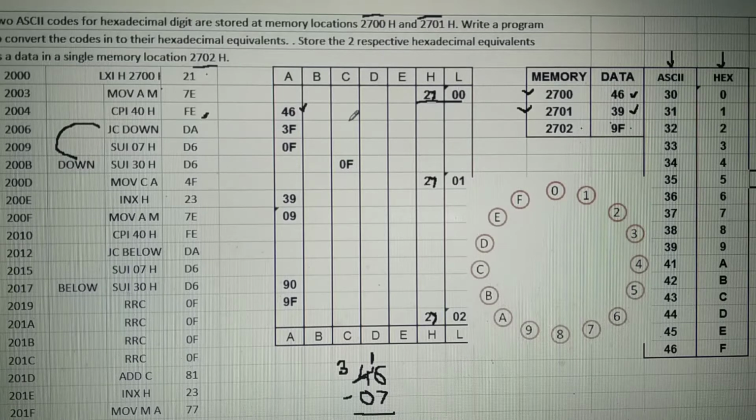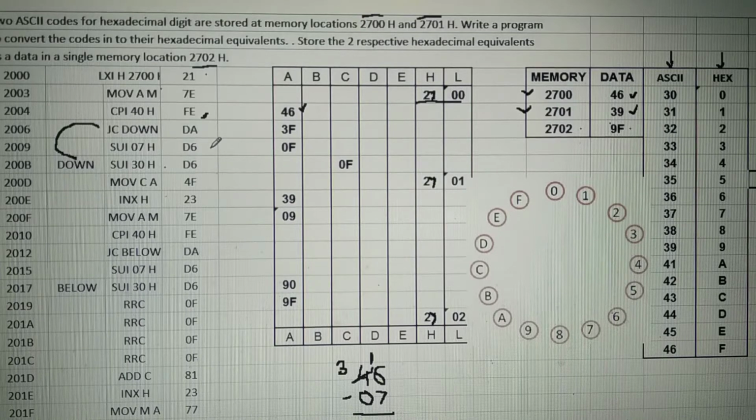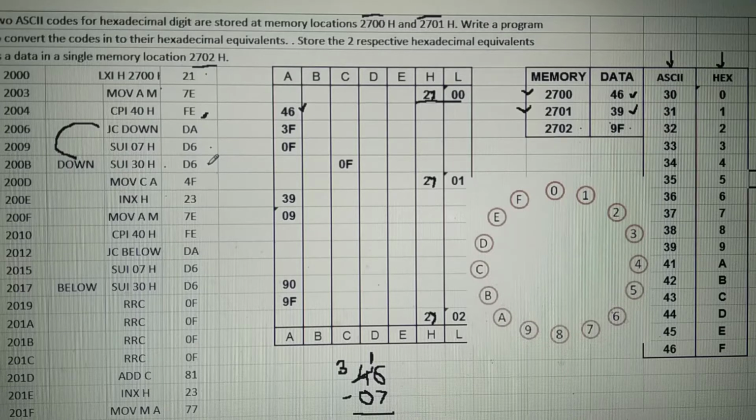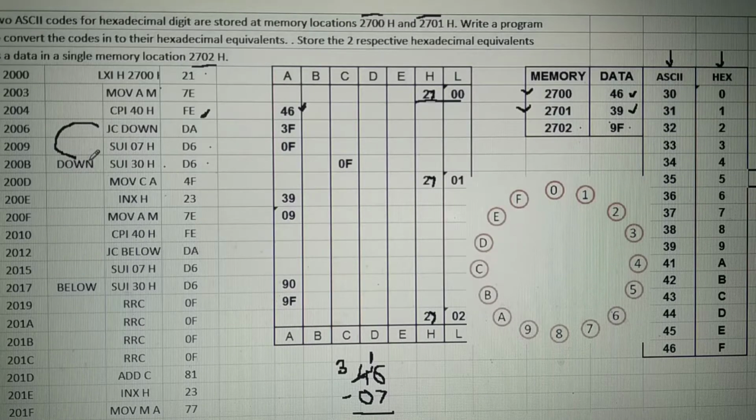That means if the content of the accumulator is less than 40, then you have to subtract 30, because down there the subtract 30 instruction is there. But if the carry flag is not set, first you have to subtract 7, and from whatever answer you get, you have to subtract 30. Here 46 is in the accumulator, you are comparing it with 40. The carry flag is not set, therefore first you have to subtract 7.